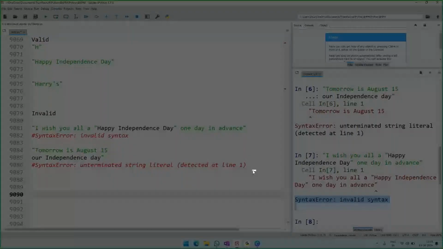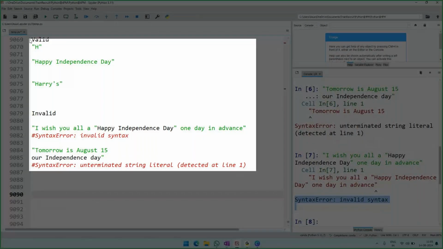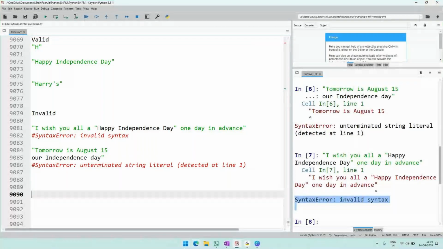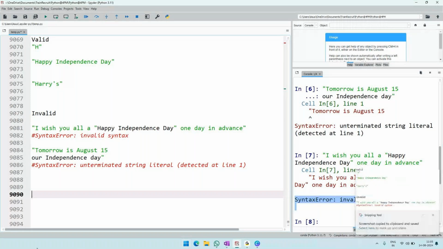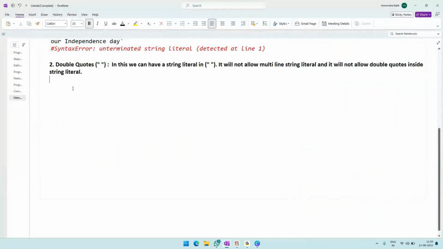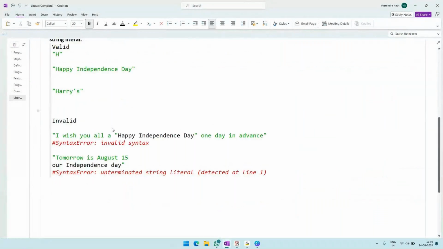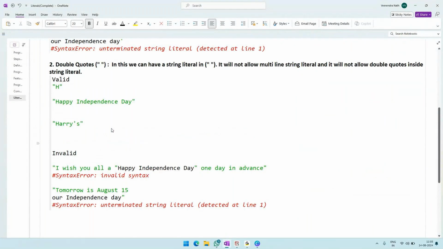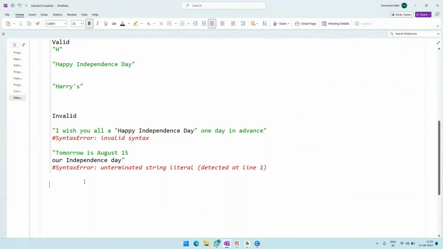So that is the way you go for the valid and invalid things under double quotes. That is what double quotes is for you. Then you have triple single quotes.